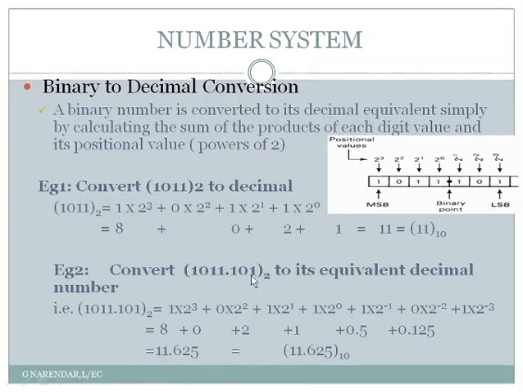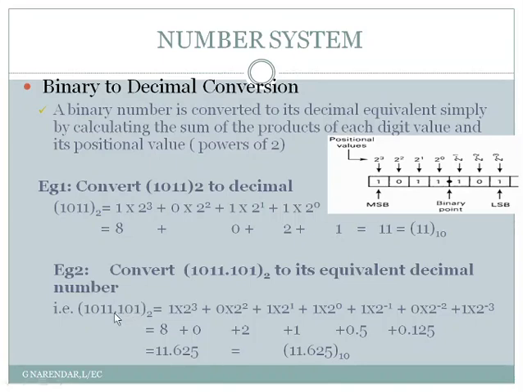So here you can see the number we have taken for conversion is 1011.101. It's a binary number. So convert it to its equivalent decimal number. So that is the conversion we have to do. So here again start with the same thing. Start with the LSB. So here LSB is this 1. So this 1 is towards the right of your binary point.